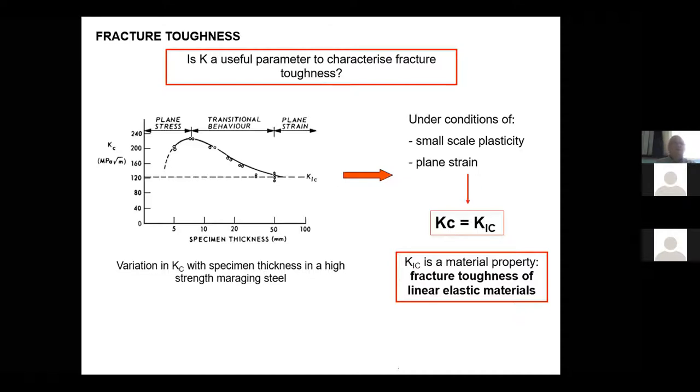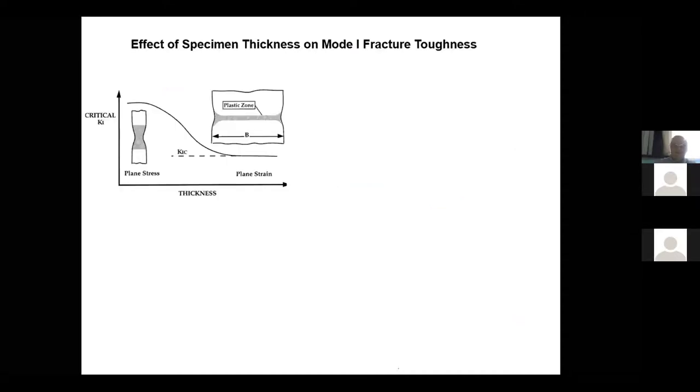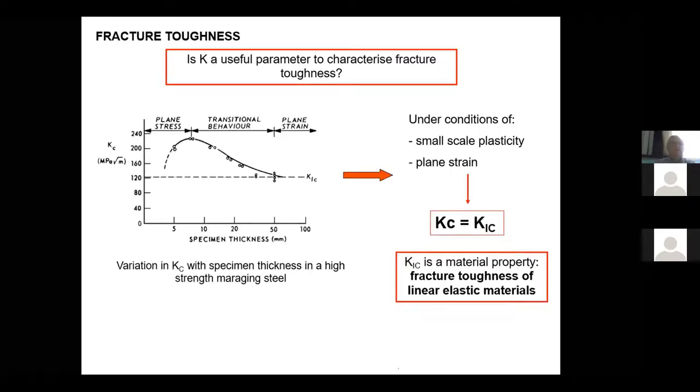And to measure critical K, which, as I said, we call fracture toughness, we need, of course, some standard procedure for how to do it. And most importantly, we need specimens which are thick enough so that they are in a plane strain condition. This diagram presents very well what I'm talking about.